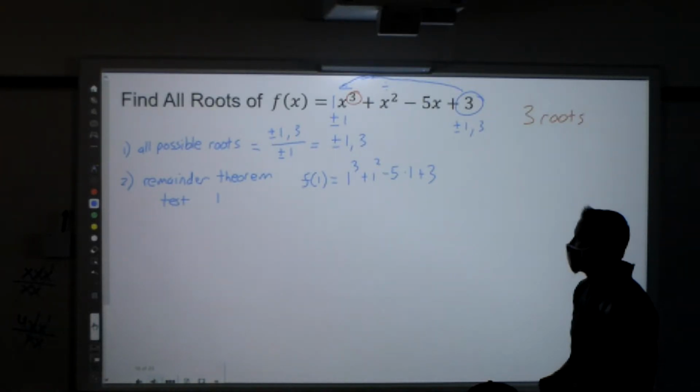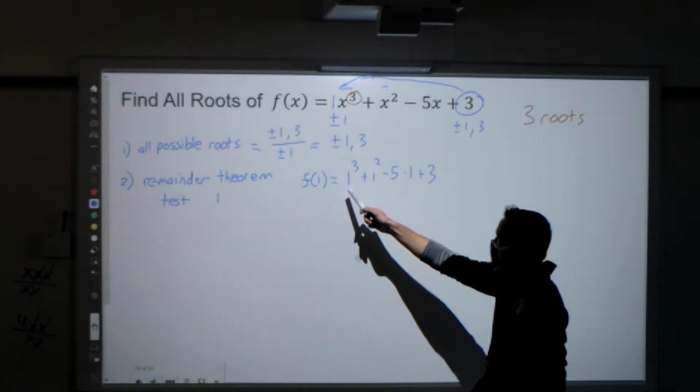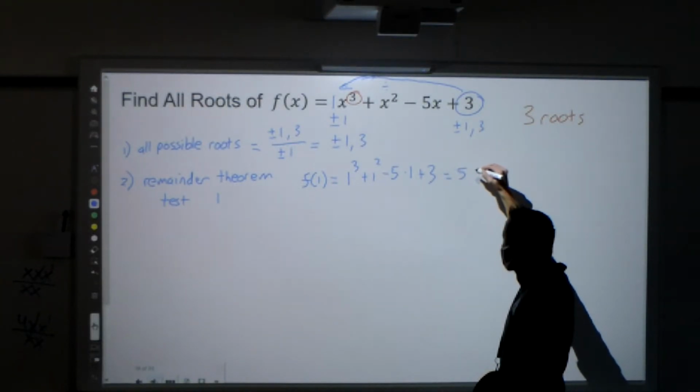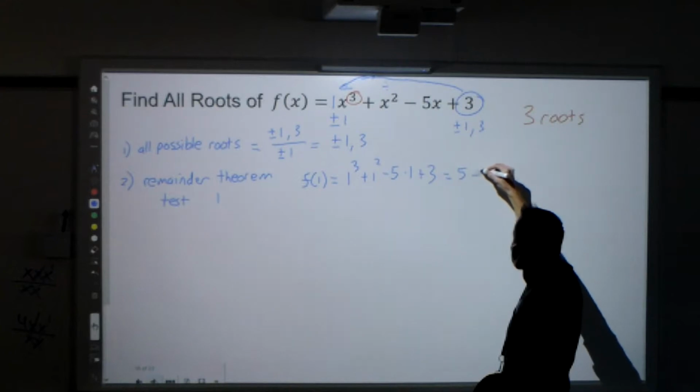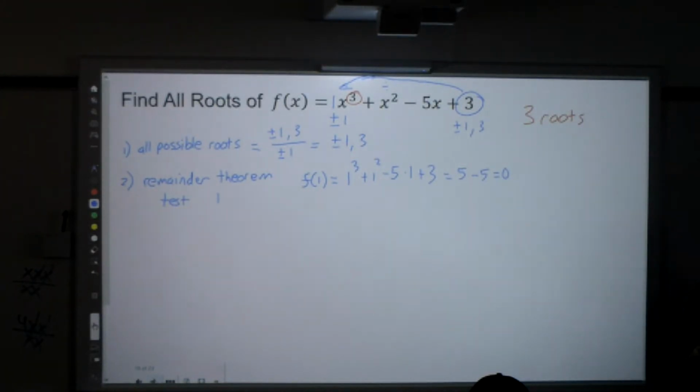So 1 plus 1 is 2, minus 5 is negative 3, plus 3 is 0. Either way, we get 0. Told you I had this feeling, right?